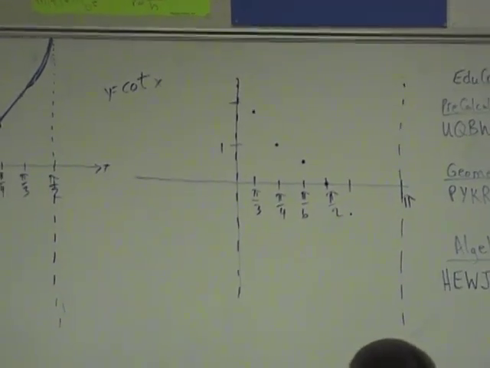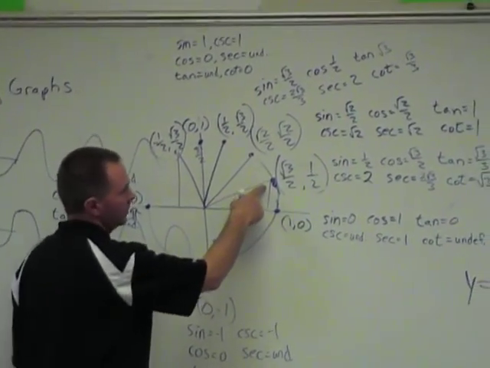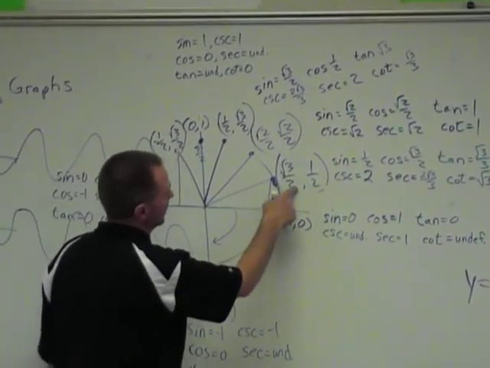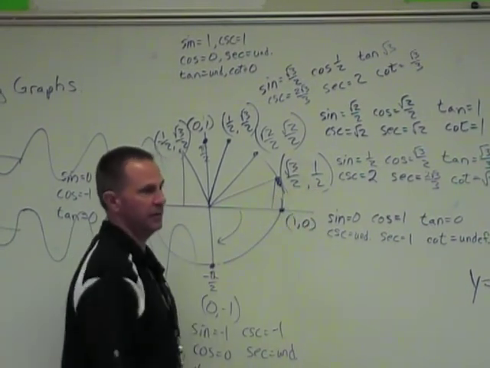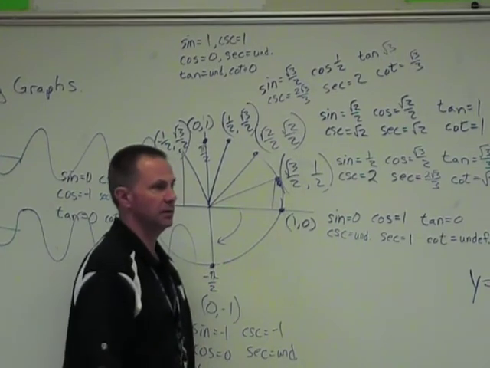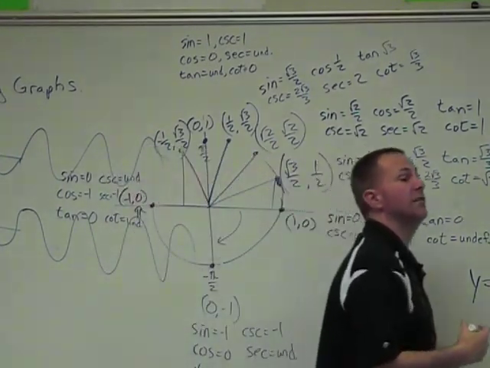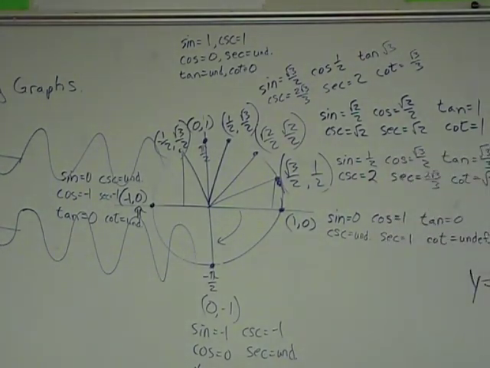Well, let's do pi over 6. Cotangent of pi over 6, right here. The square root of 3 over 2 over 1 half, which is just the square root of 3, which is 1.7. That's where we're getting those values. And we're just graphing them like it's an XY chart. You just gotta do one little thing at a time.